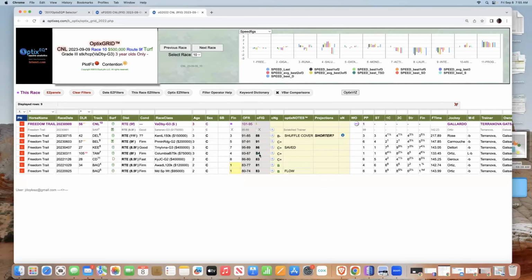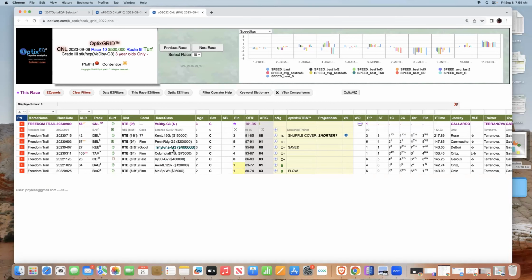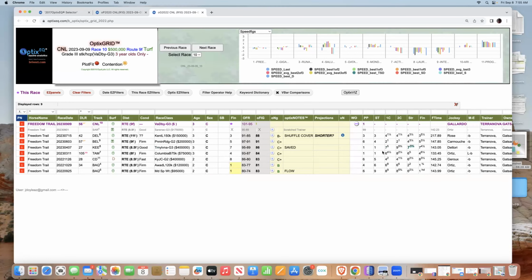His first race, kind of an even effort in a stakes, comes back and then runs in Keeneland. So that might have been the target. He just kind of went around the track. Looks like he was beaten 4 lengths, though, not disgraced. And he did improve OptixEQ number-wise.